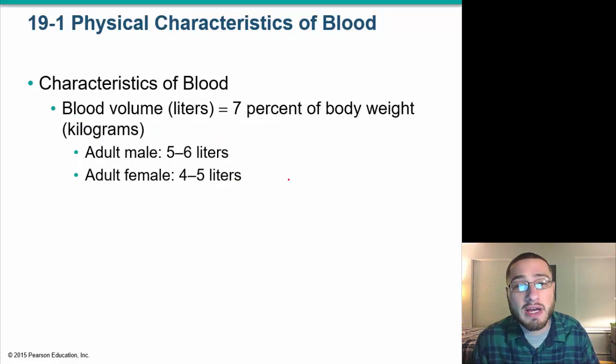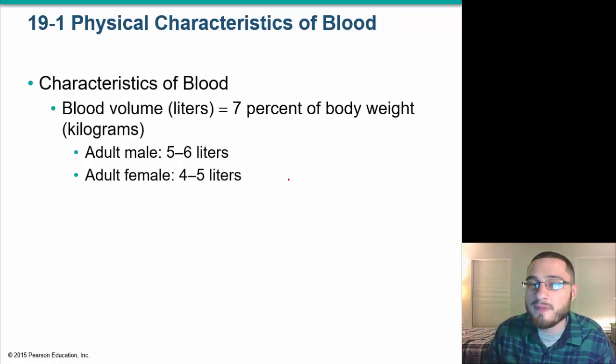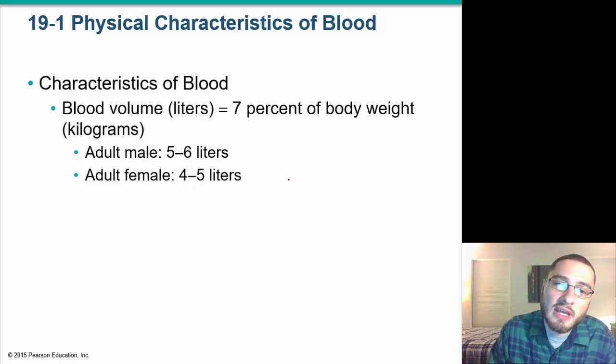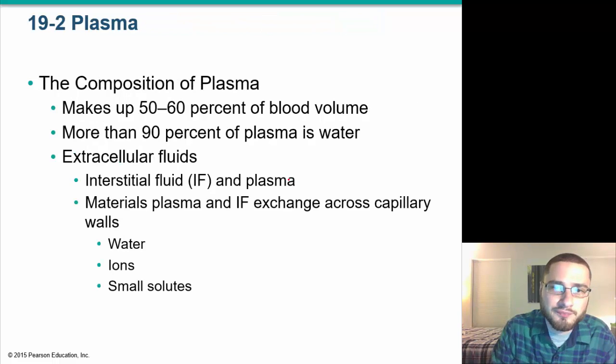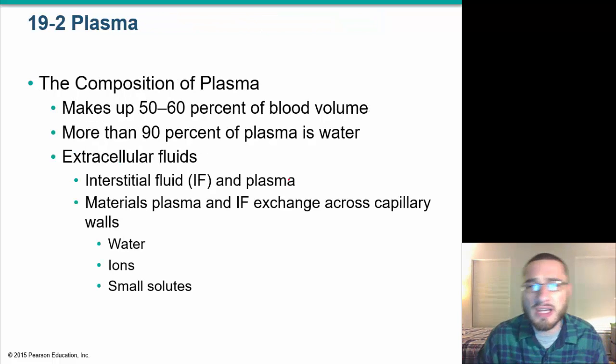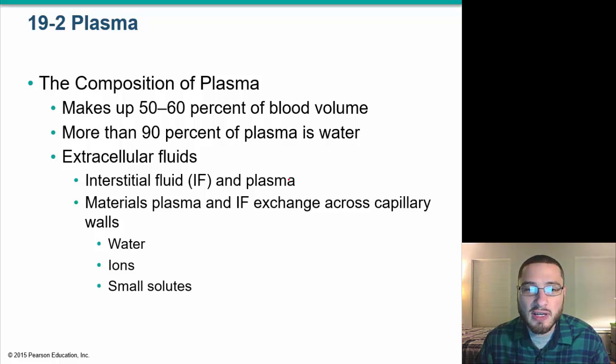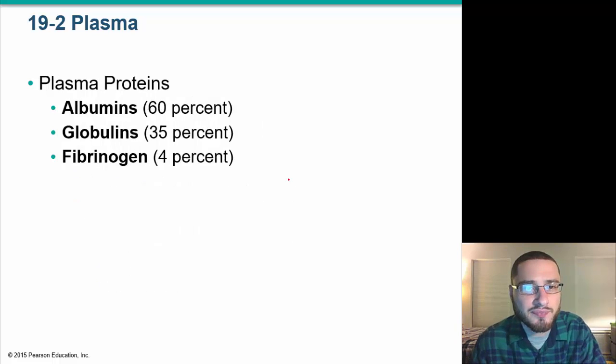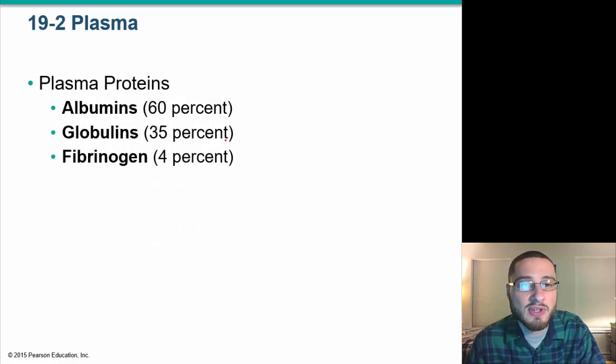7% of our body weight is our blood volume, and in males we have 5 to 6 liters, and in females we have 4 to 5 liters. Plasma makes up about 50-60% of the blood volume. More than 90% of the plasma is water. Among extracellular fluids, you have interstitial fluid and plasma, and materials exchange across the capillary walls, where we see water, ions, and small solutes. There are plasma proteins in the plasma: albumins, globulins, and fibrinogens.